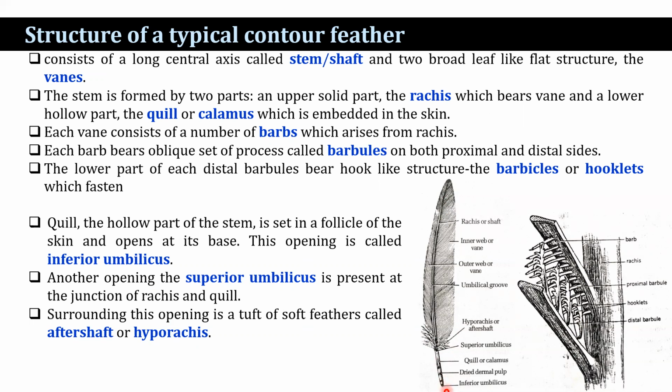that is set in a follicle of the skin and that opens at the base. This opening is called the inferior umbilicus. Another opening that is known as superior umbilicus is present at the junction of the rachis and quill. Surrounding this opening, a soft feather is present that is known as aftershaft or hyporachis. It also bears barbs and barbules, but hooklets are generally lacking.